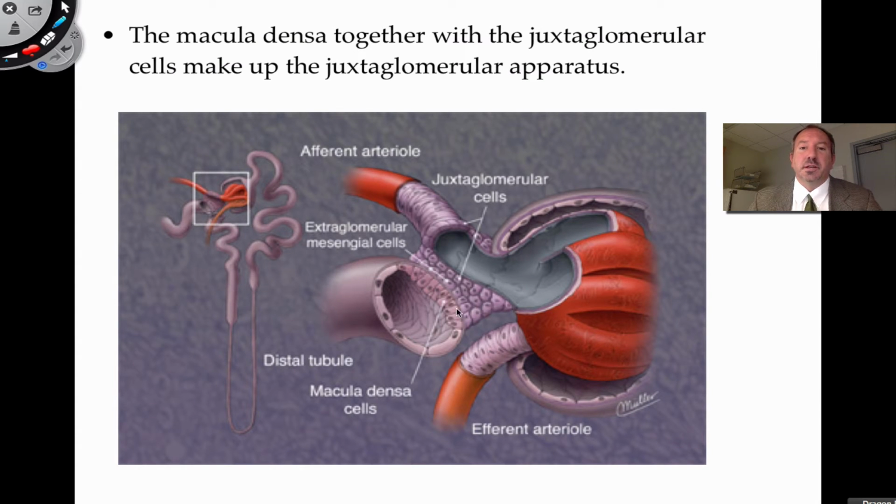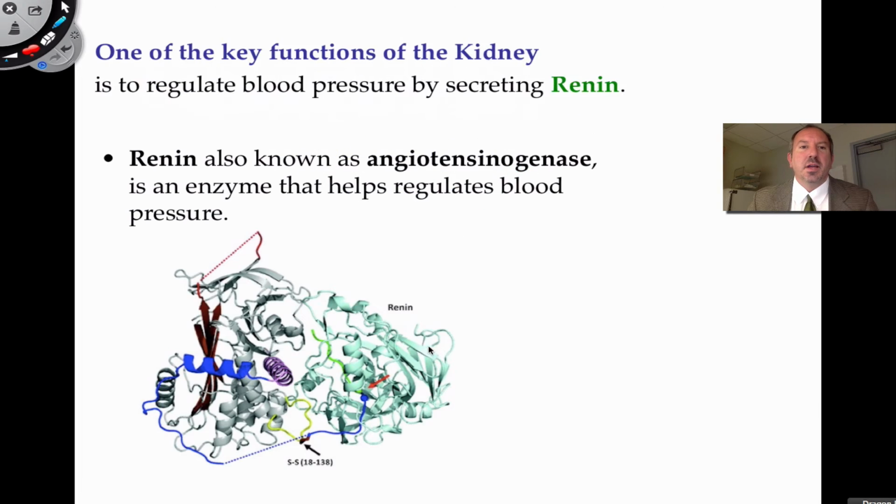So here's one more diagram, if that's okay with you. Here's the whole picture of the nephron, and here's the afferent arteriole coming in. Here are your juxtaglomerular cells, which are producing the renin, and here again are the macula densa cells, so the juxtaglomerular apparatus. And one of the key functions of the kidney, in addition to producing EPO and removing metabolic waste, is that it produces this very important protein called renin.